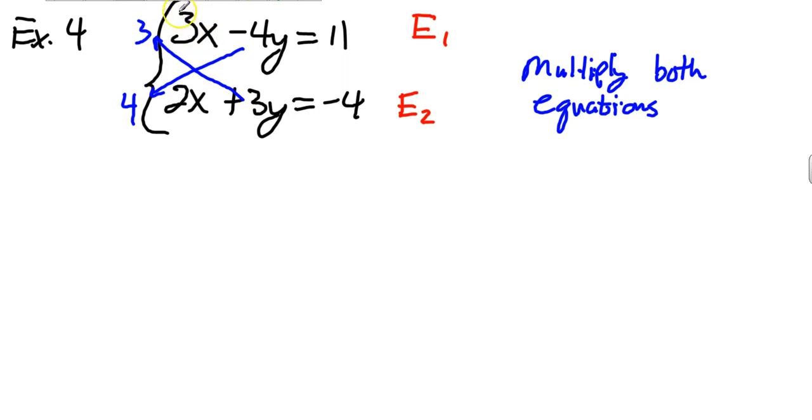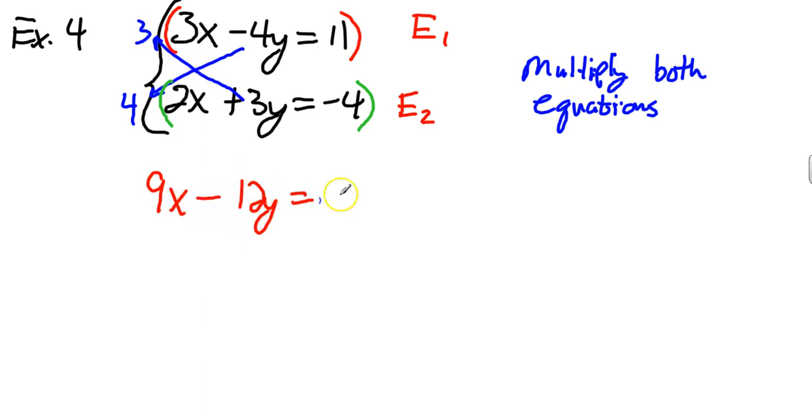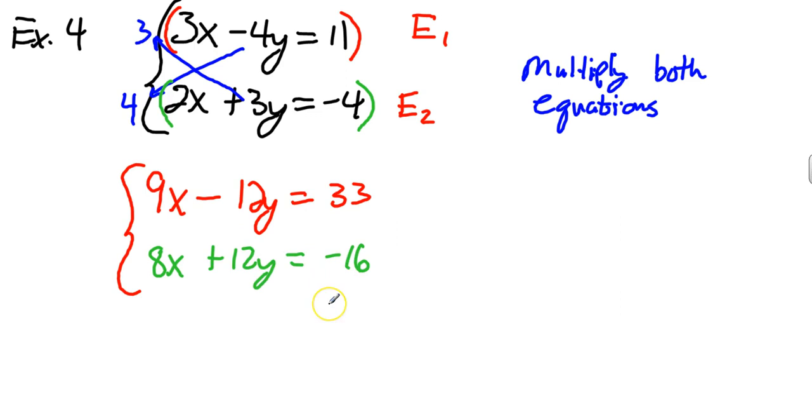Okay, so we're going to take this entire equation, multiply it by 3. Take this entire equation, multiply it by 4. So if we do that, we get 9x minus 12y equals 33. On the bottom, multiplying by 4, you're going to get 8x plus 12y equals -16.